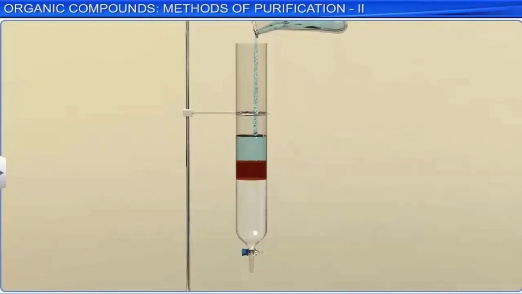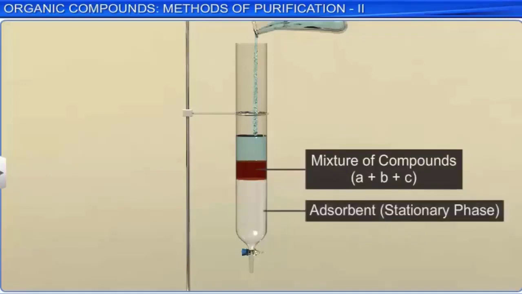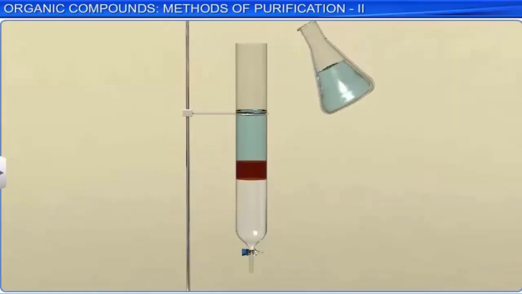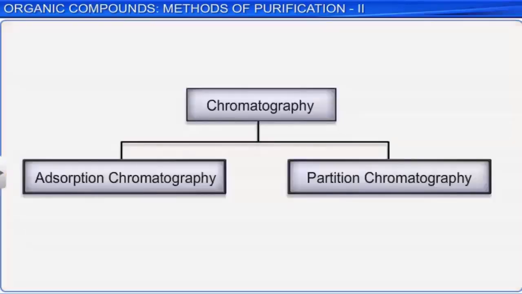In this method, the mixture of substances is applied onto a stationary phase, which may be a solid or a liquid, and a pure solvent, a mixture of solvents, or a gas as a mobile phase is passed over it. The components of the mixture get gradually distributed between the two phases. Thus, the components in the mixture are separated from one another. Based on the principle involved, chromatography is divided into two types: adsorption chromatography and partition chromatography.